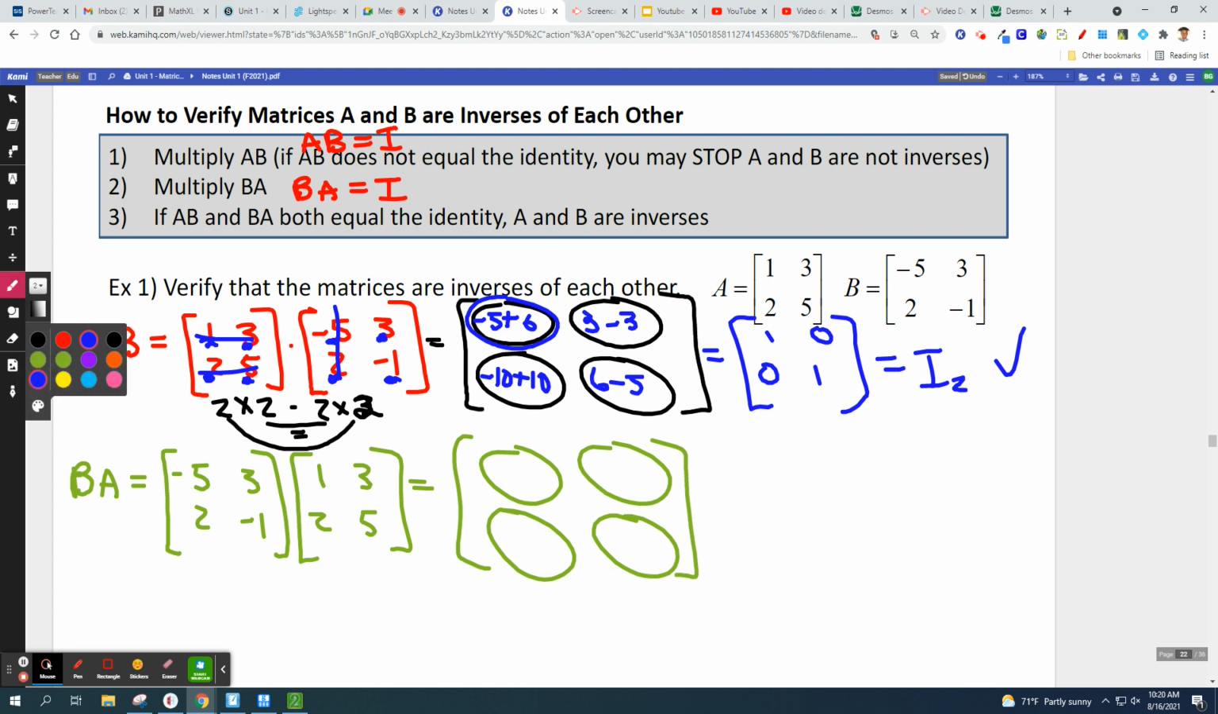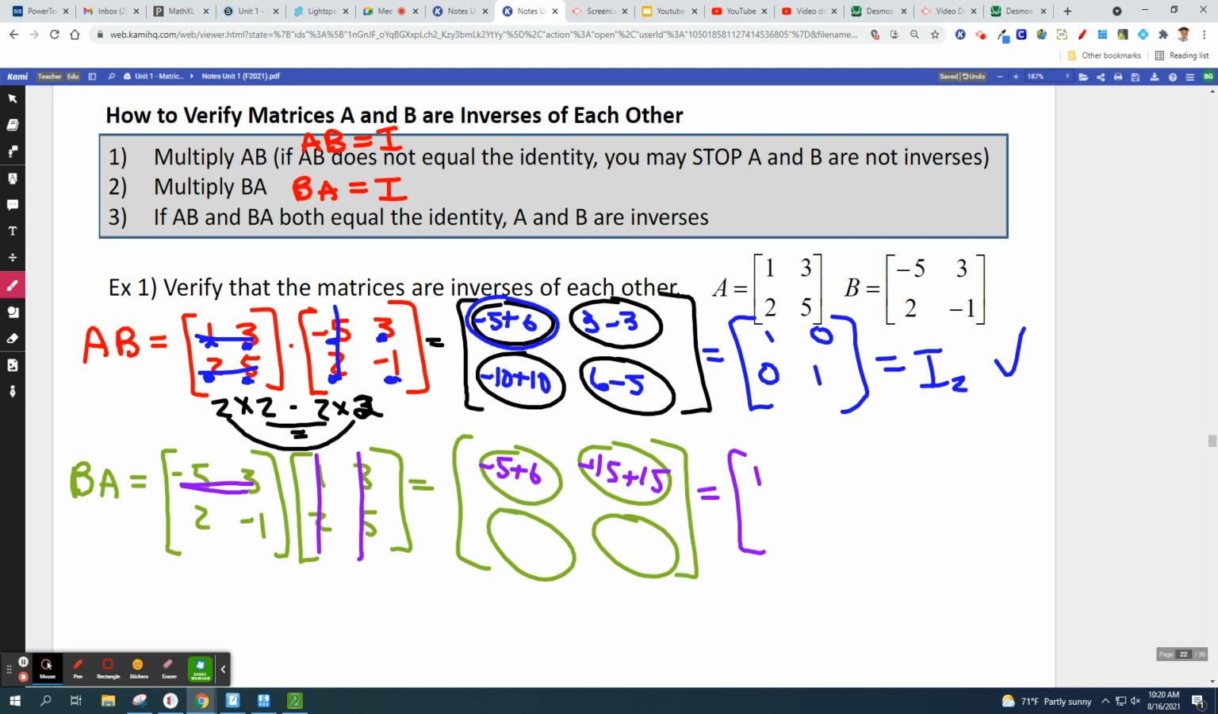And I'm going to do top left. That's going to be -5 plus 6 is 1. Okay, good shape. Top right. That's -15 plus 15 is 0. Okay, looking good.